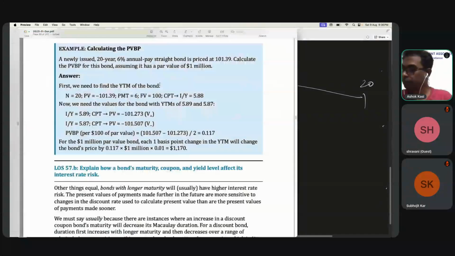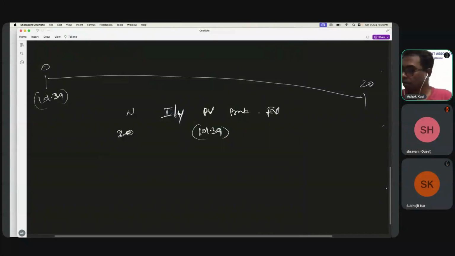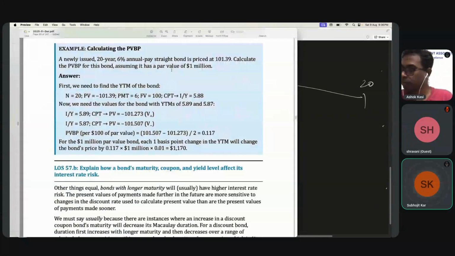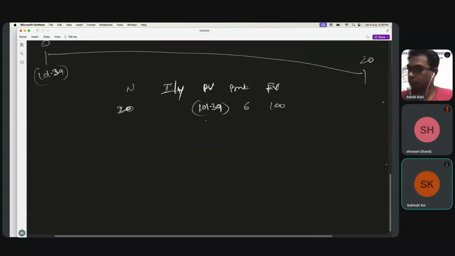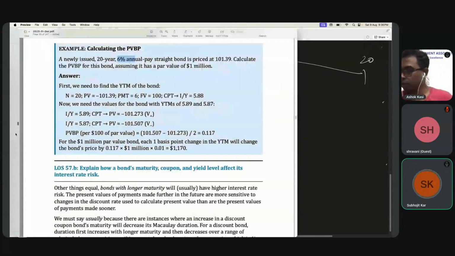The payment is 6 and the future value is 100. Calculate the IY. It comes to 5.8799, so 5.88. I'll check the book; yes, they mention 5.88 as well.